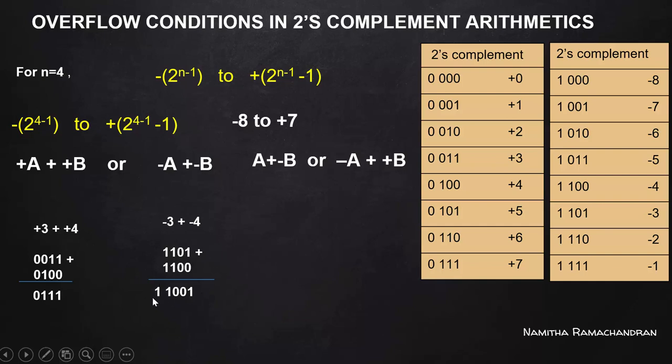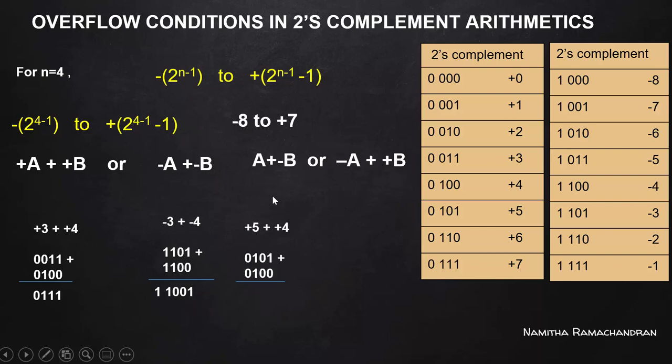And here, after dropping this carry out, this representation indicates the 2's complement form corresponding to minus 7. So the answer exactly matches the value of minus 7's 2's complement representation. The result of minus 3 plus minus 4 is actually minus 7, which comes under this particular range. So here there is no underflow.